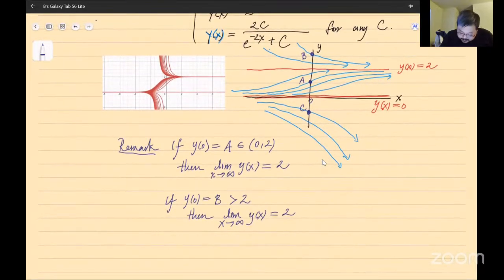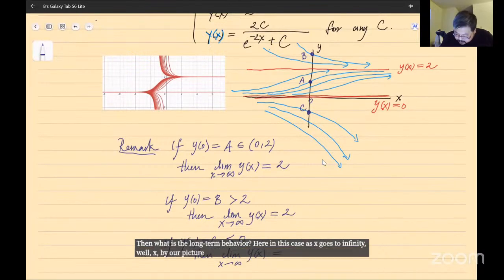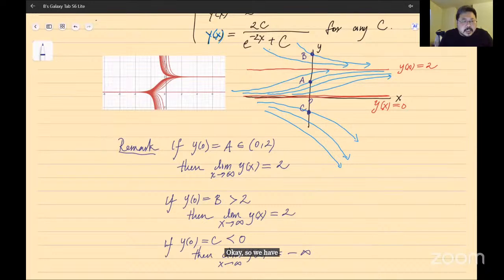And if y of 0 is equal to c, which is less than 0, then what is the long-term behavior here in this case? As x goes to infinity, y of x, by our picture, it seems like it diverges to negative infinity. Okay? So we have this interesting qualitative behavior that we can see right here.